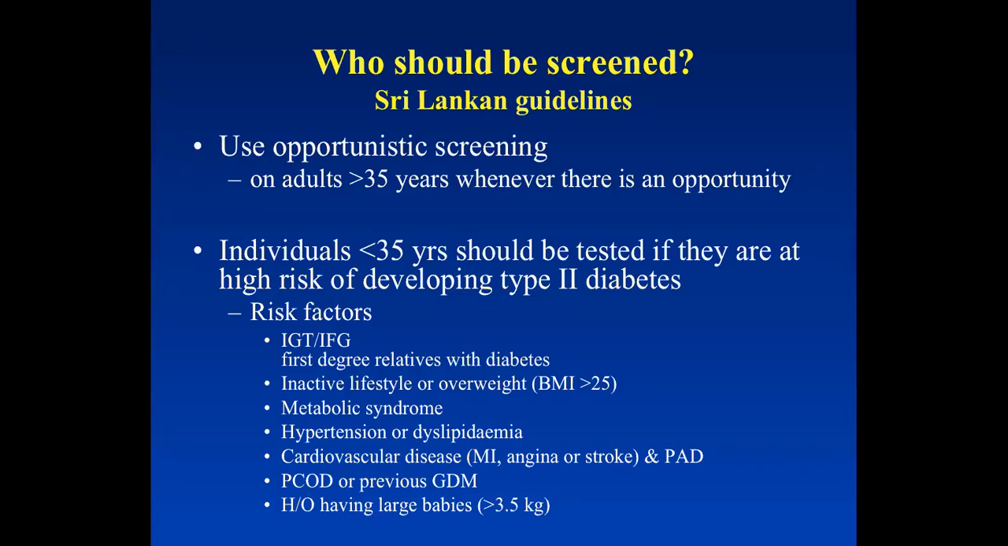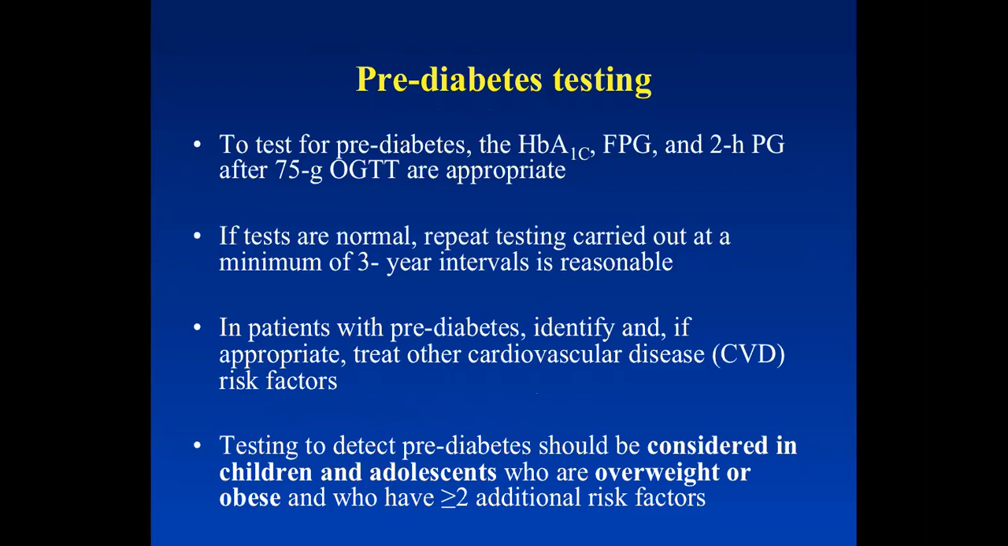But if the patient is less than 35 years, you should be doing screening in people with risk factors. Okay, so again the risk factors are more or less the same list as before. You can use the same tests for pre-diabetes testing also. For diabetes and pre-diabetes, the testing is the same. It's the cutoffs or the limits that are different. Okay, HbA1c, fasting plasma glucose, or 2-hour postprandial plasma glucose after a 75-gram OGTT.